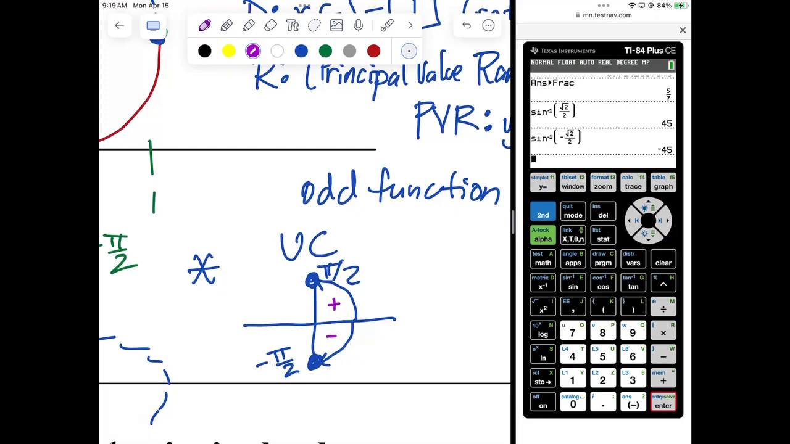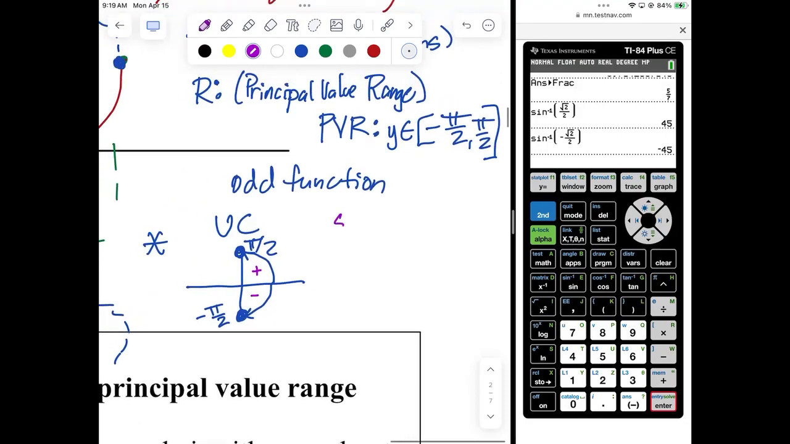So here's what's cool. When you take the inverse sine of a ratio, you always get an acute angle. Plus or minus. You always get plus or minus an acute angle. You're never going to get an obtuse angle when you take the inverse sine of something in function mode. It's always plus or minus an acute angle. Got it?